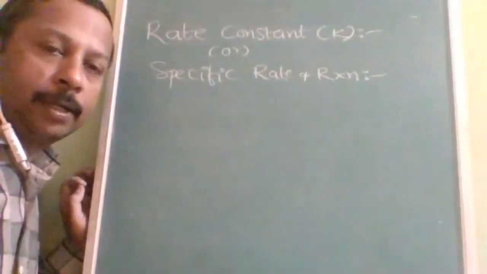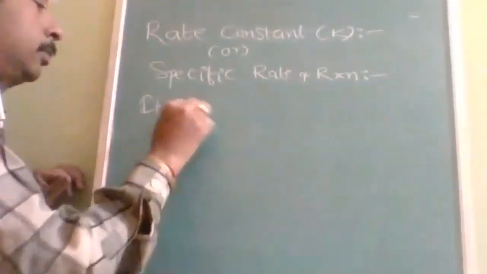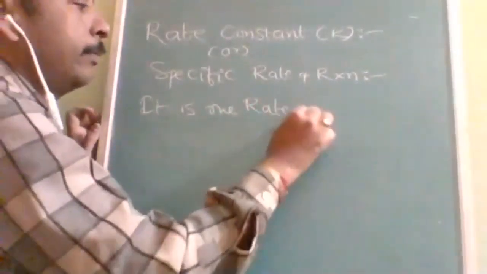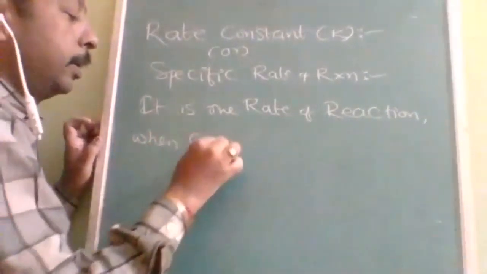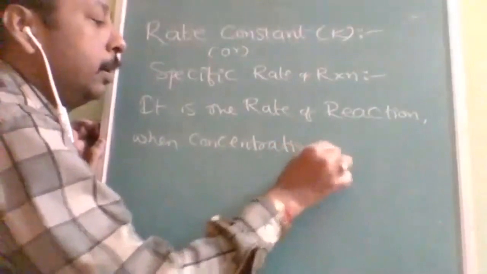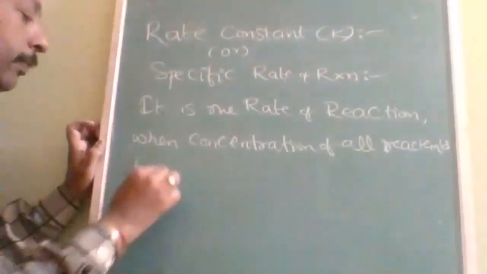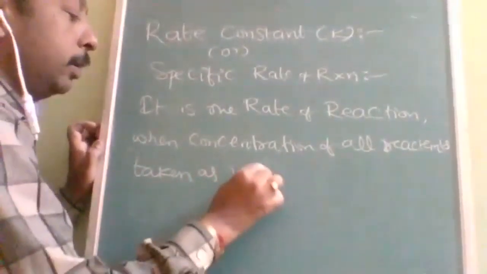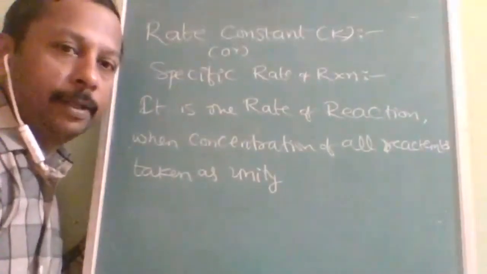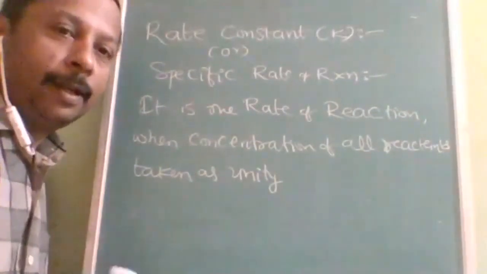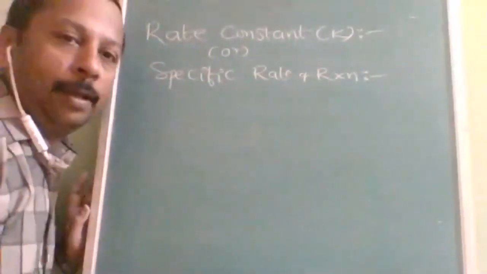Okay, now definition part already we have studied. What is the rate constant? It is the rate of reaction when concentration of all reactants is taken as unity. That means all reactants' concentration must be 1. So that is the rate constant. Definition part, that is not a problem. It never came and I don't think it will come. But for understanding the future concepts, this was the base. That's why I have to explain.